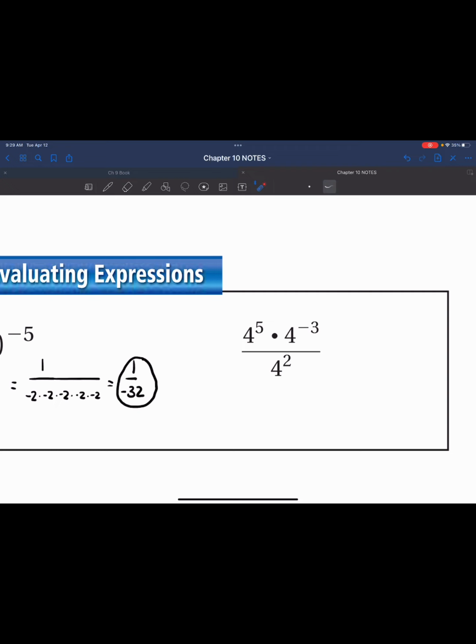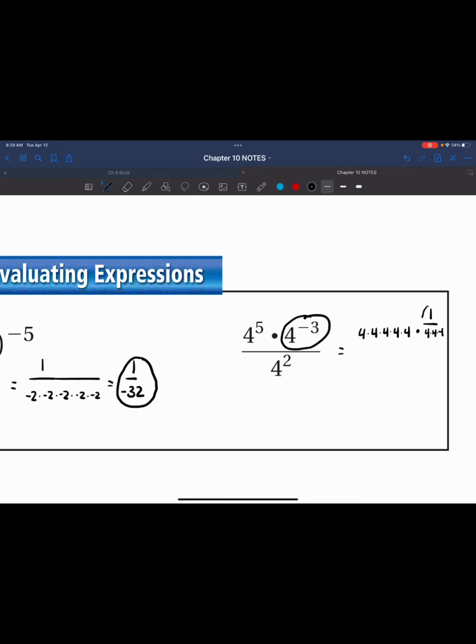So if I think about it this way, this is going to be 4 to the 5th, which is 4 times 4 times 4 times 4 times 4. And then I want to times that by the reciprocal of this, which would be 1 over 4 to the 3rd, which is 4 times 4 times 4, right?